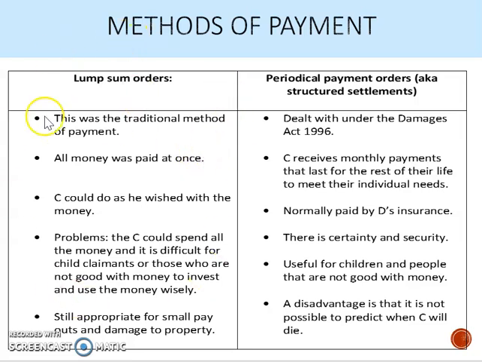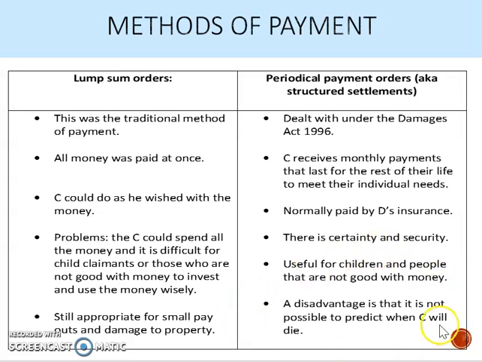So we used to have lump sums, but the big problem was people might spend it all in one go, and it wouldn't be good with people who weren't great at investing their money. Nowadays, we tend to go for periodical payments, so you'll get your damages, an amount of them will be paid into your bank every month. And that will happen for the rest of their lives. It's normally paid by insurance companies. And this is particularly good for children, people who are not good with their money. They're not going to spend it all in one go.